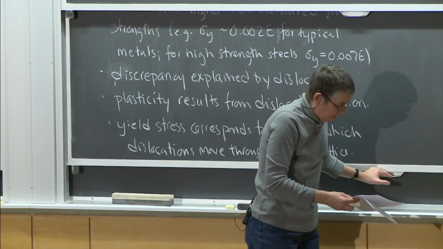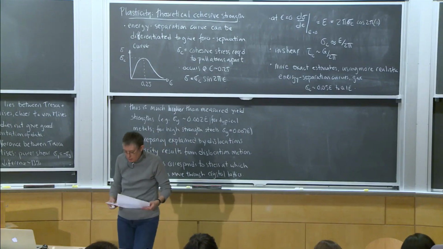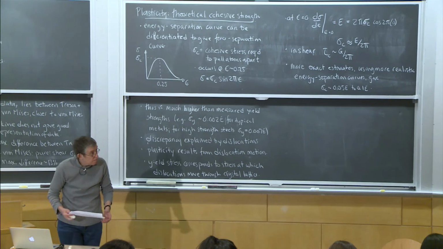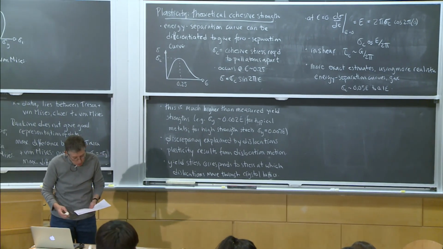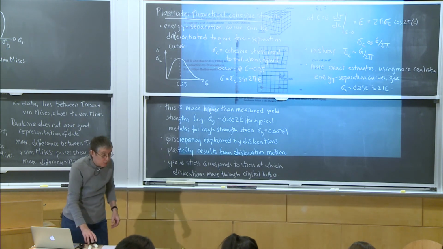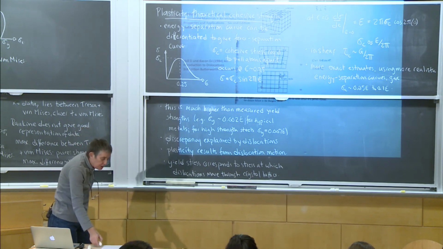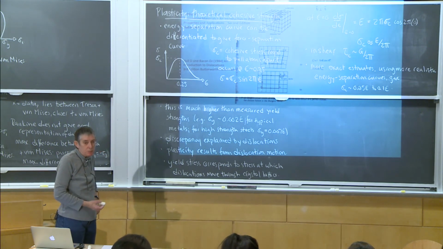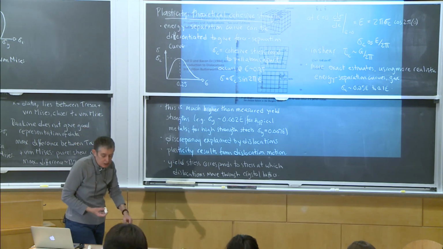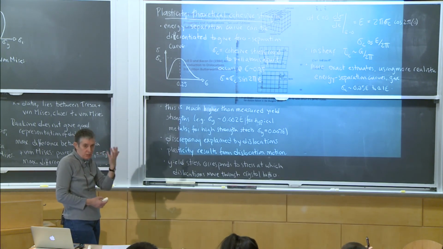Okay. All right. So let's see here. Question: what do you mean by 0.002 E? Oh, remember how we said the strain at yielding was like 0.2%? Okay. So if that's the strain, the stress is just that times E.